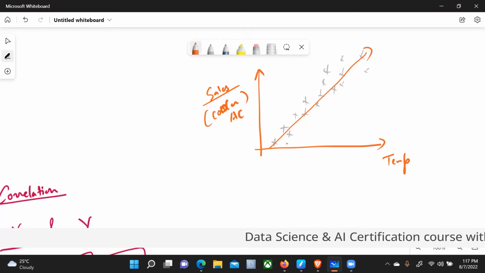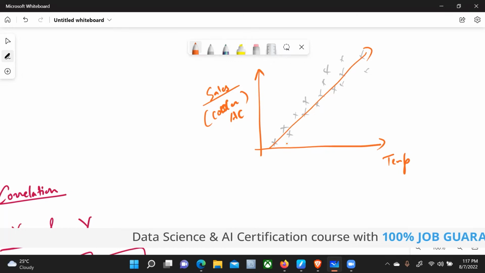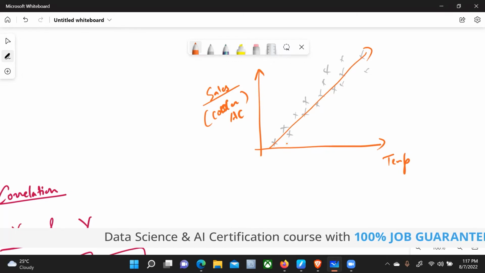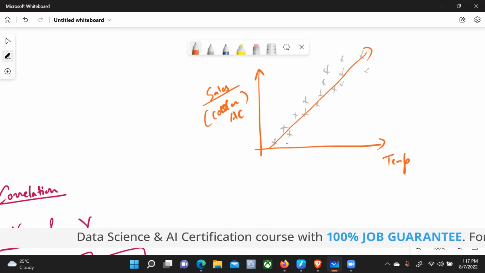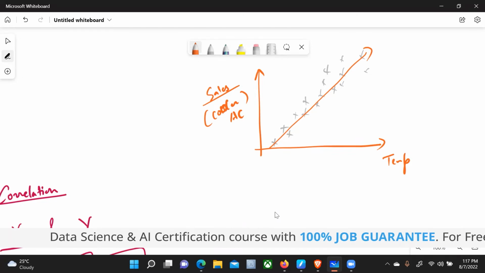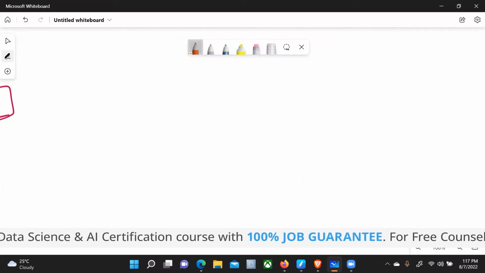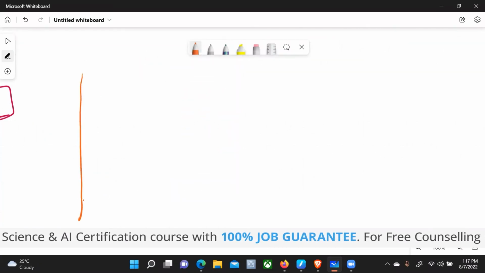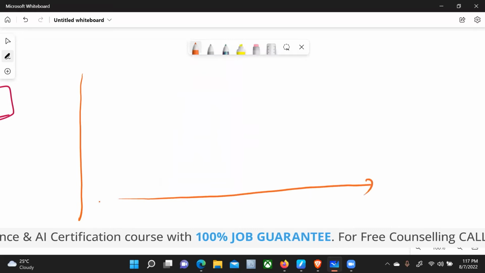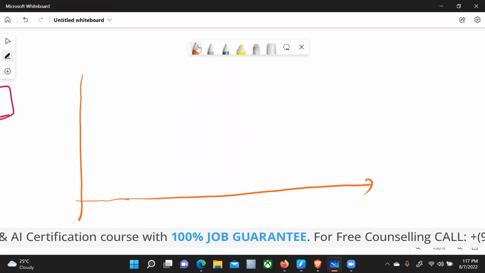Let me give you an example and let's see if we are able to come up with the intuition. Let's think about a scenario. Let's say you launch a website, a new website, let's say it is an e-commerce website.